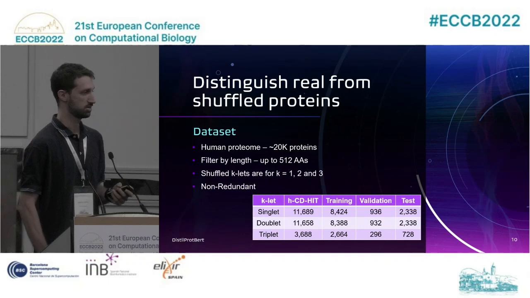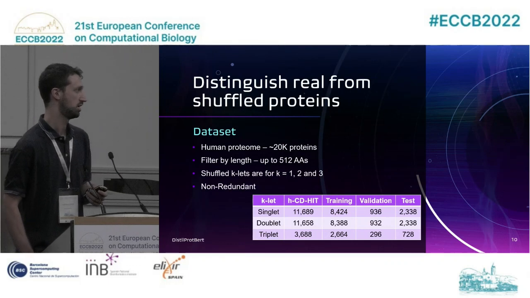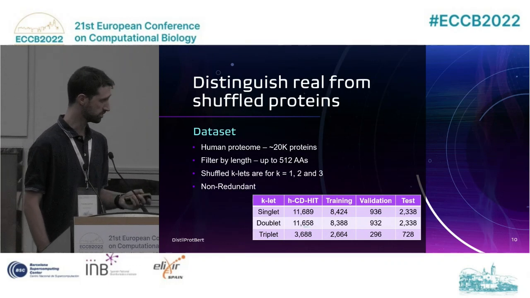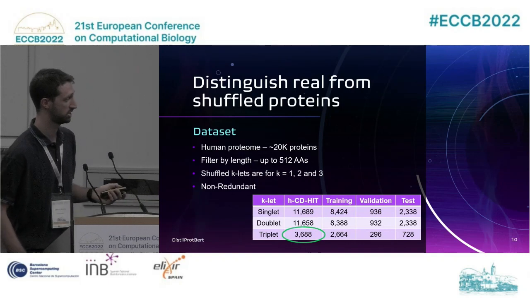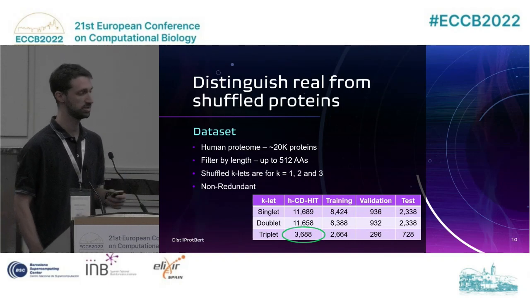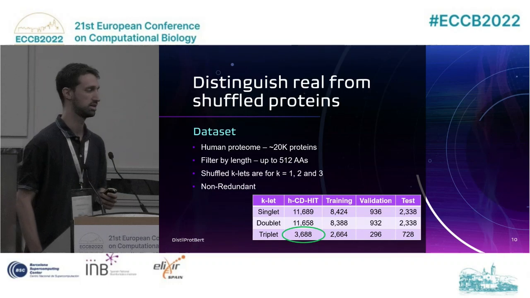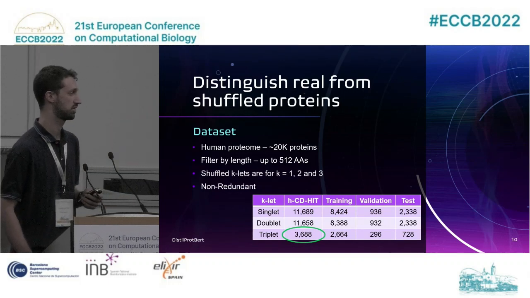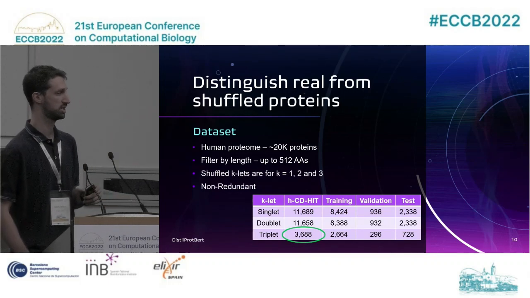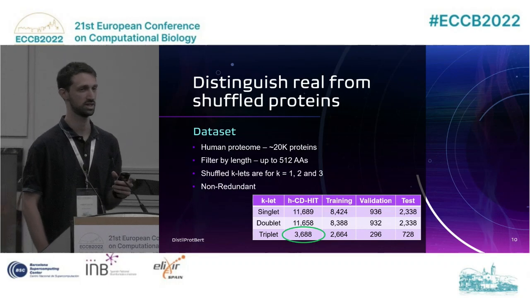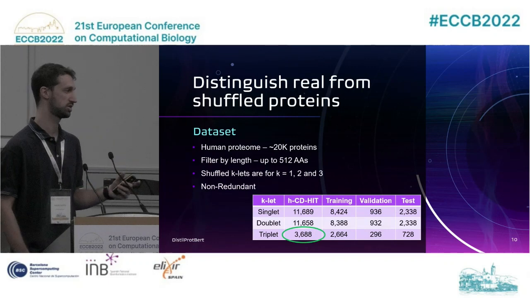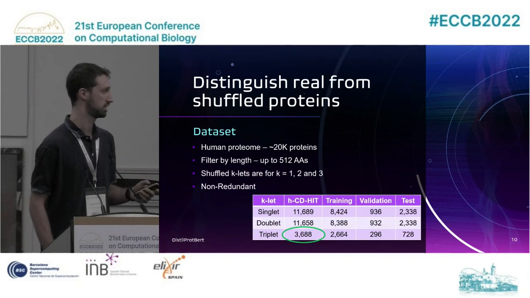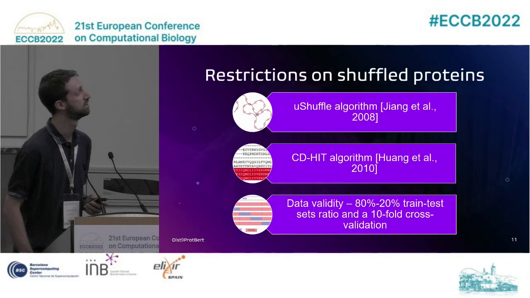And we also kept the dataset non-redundant. As you can see, the number of triplets is much less than the singlets and doublets. That is because it is very hard to shuffle and keep the number of k-lets when you shuffle for the triplet or the four-let. So this is why this happened.